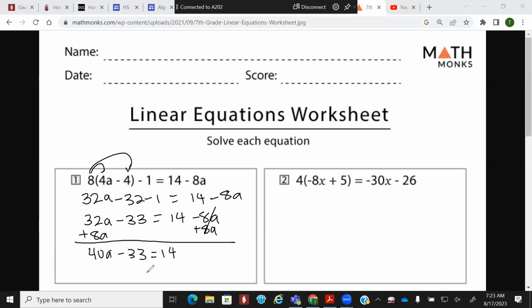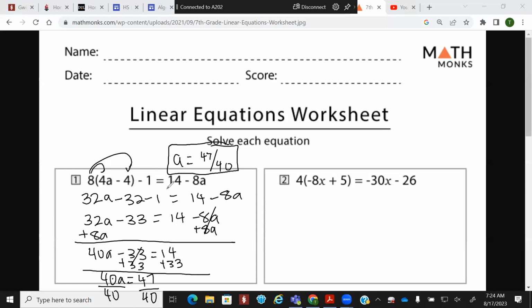Now we want to move this number to the other side by adding. And so that's going to give me 40a equals 47. And then we want a by itself. So we're going to divide by 40 on both sides. Now this is going to give me an ugly fraction, but that's okay. So a is going to be equal to 47 over 40.